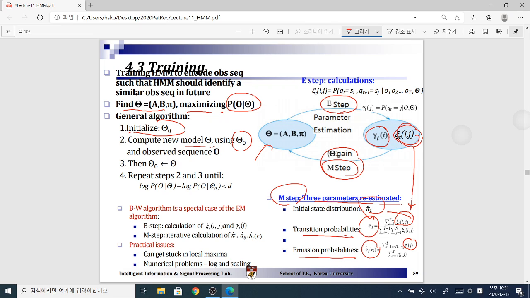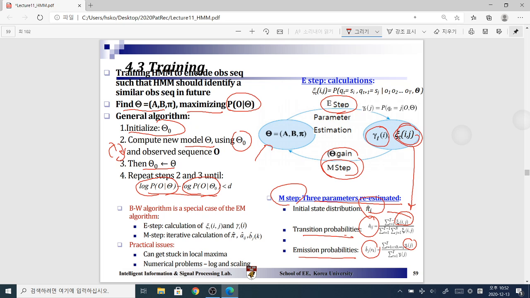This process is going to be repeated again and again until the change in the observation probability does not happen. In other words, the difference between the previous observation sequence probability and the current observation sequence probability is about the same. That's when convergence has taken place, and that's when we stop the training.